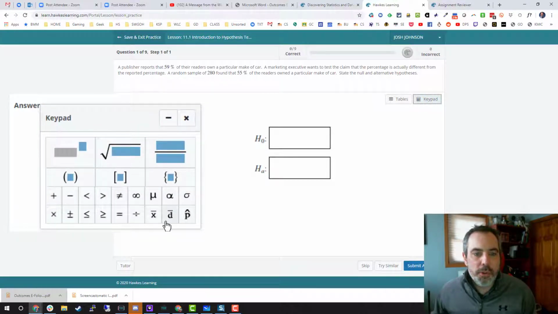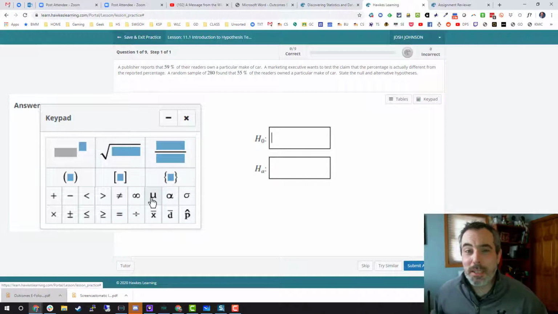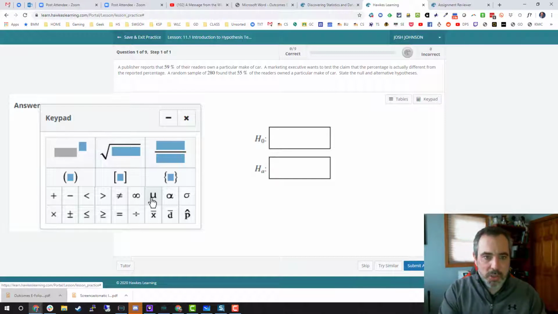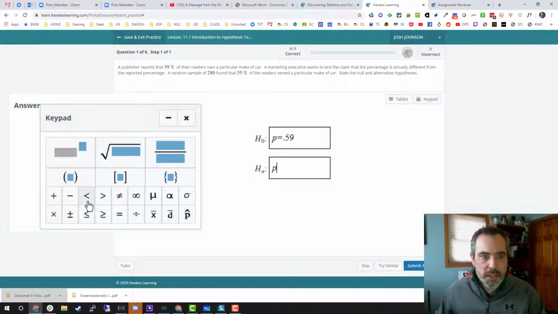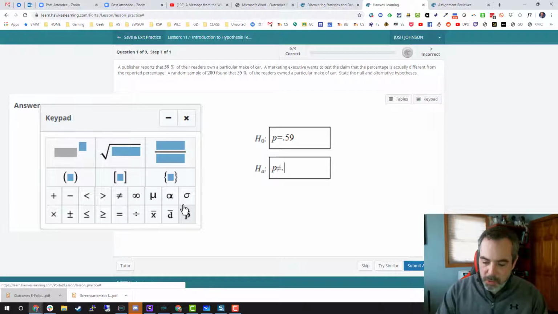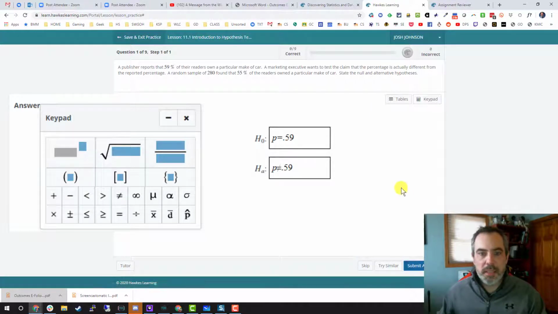Now, when you are looking for the mu symbol or the not equal to symbol, I would recommend using the keypad to type those in, because as I mentioned, it's going to be pretty particular about whether or not we are using the correct symbol. So for example, let's just say that I use P is equal to 0.59, and then down here I use P is not equal to 0.59, and I'll submit that answer.